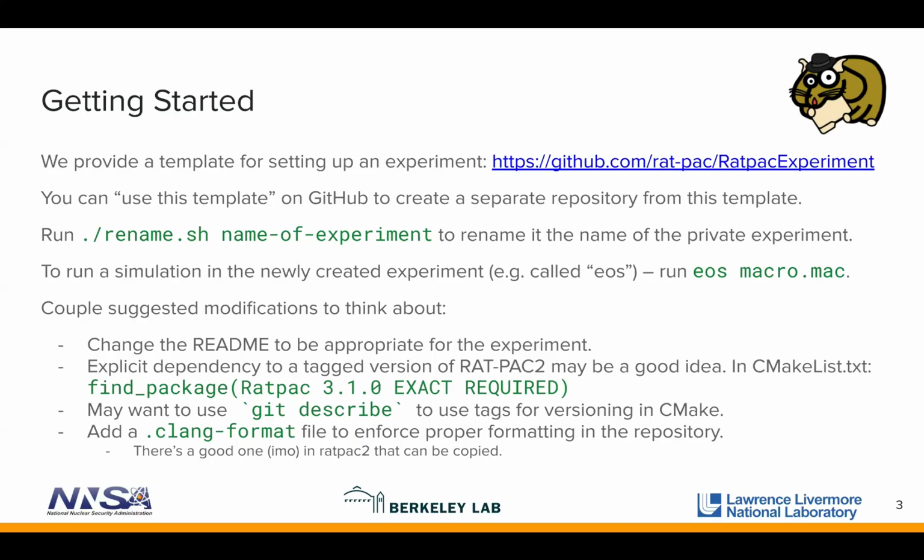formatting configuration. We have this in ratpac-2. You might notice a little CI is running when you submit code to ratpac-2, and it's complaining to you that your code doesn't follow the code style that we're enforcing. You could do the same thing in your private experiment. You can just copy the one in ratpac-2 if you like the ratpac-2 style, or you can change it however you want. Do that, and that could be helpful when you have a lot of people contributing to the same experiment.